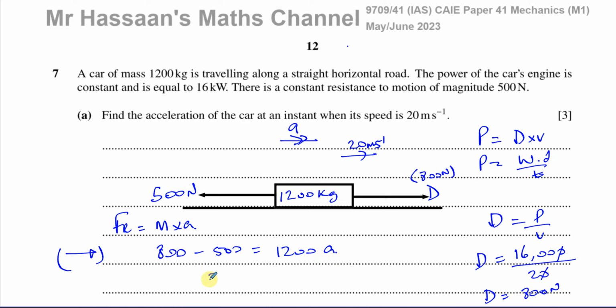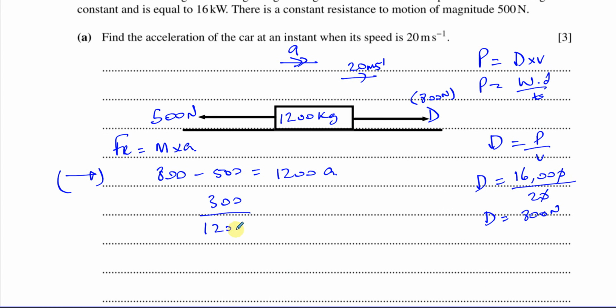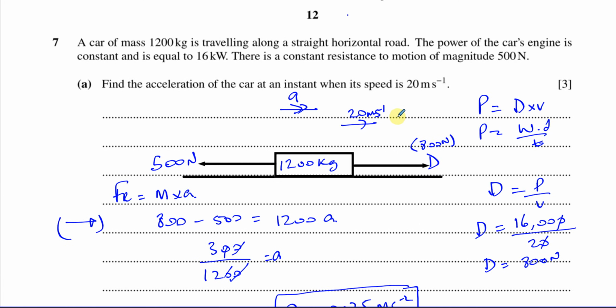So that's going to be 300 over 1,200, which is a quarter. They cancel out, you're left with A equals 3 over 12. So A is equal to 0.25 meters per second squared. That's the acceleration at the point when the velocity is 20 meters per second. So that's part A. The key for this is to know that power is driving force times velocity. Once you know that, you can work out the driving force, the resultant force, and therefore the acceleration of the car at that time. So there's part A of question number 7.